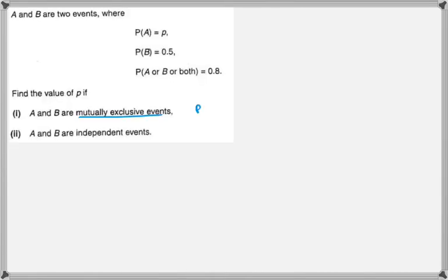Two events A and B are such that probability of A, it's denoted by a symbol P, probability of B is 0.5, probability of A or B or both, what does it mean in set notation? A union B, is 0.8. Find the value of P if A and B are mutually exclusive. Mutually exclusive, just remember the phrase simple addition. There is nothing to subtract. So 0.5 plus P should equal 0.8. Therefore, P comes out to be 0.3.